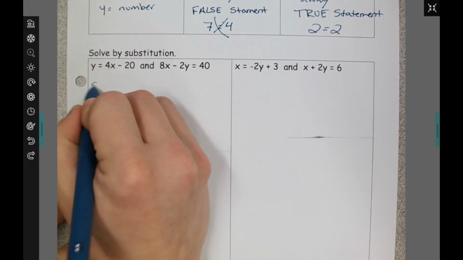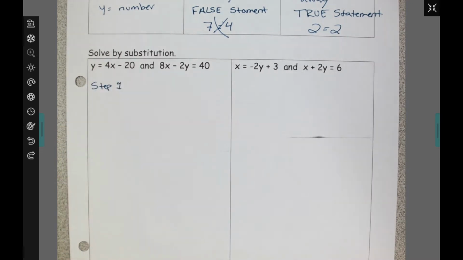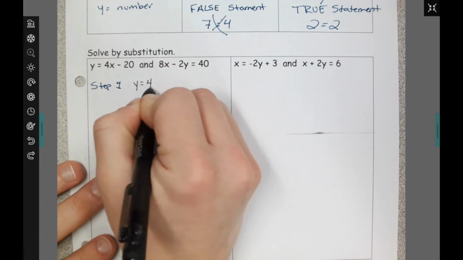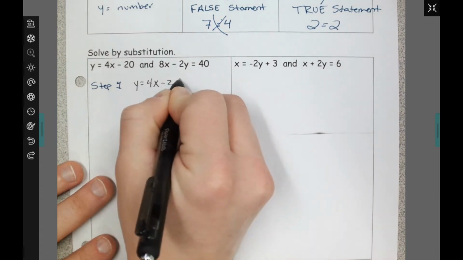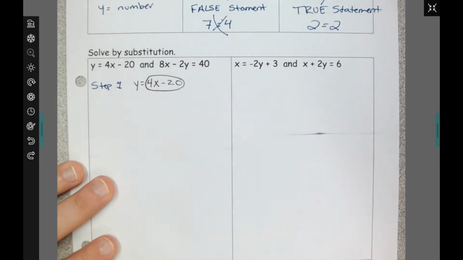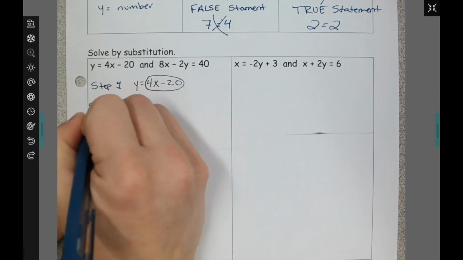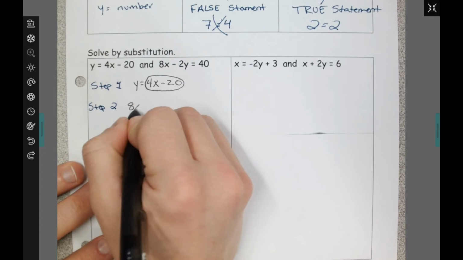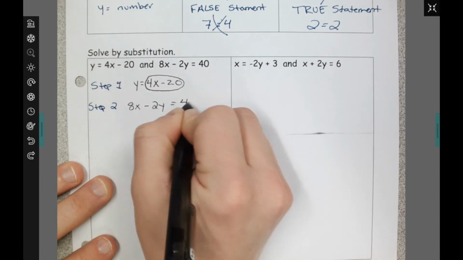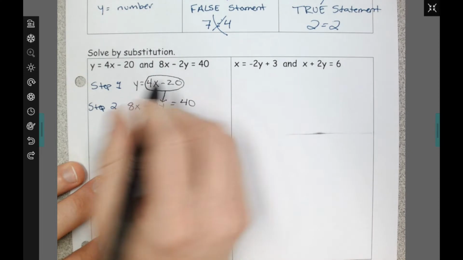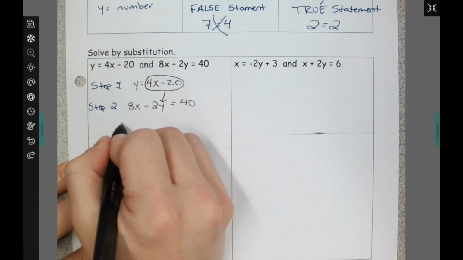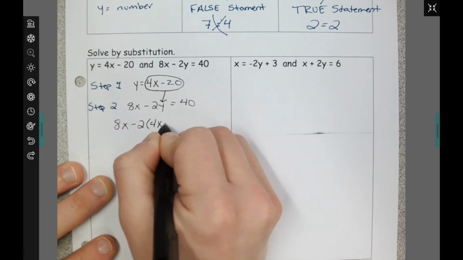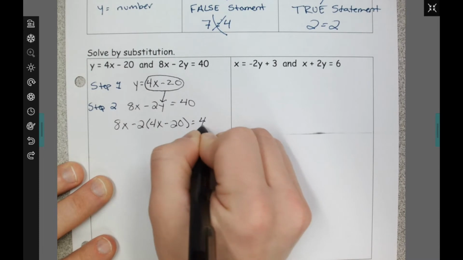Step 1 is to go ahead and write my x equals or y equals. In this case, it's y equals 4x minus 20. So we write it. We circle it. Step 2 is to write the other equation. In this case, 8x minus 2y equals 40. And we go ahead and plug in the circle. So since it's y equals, we plug in for y. Giving me 8x minus 2(4x minus 20) equals 40.